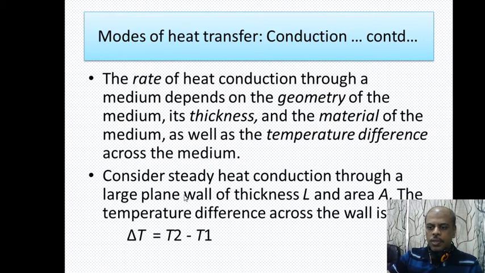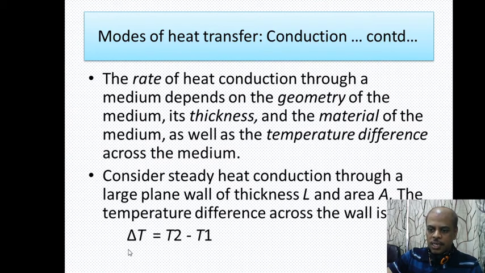So when we are trying to analyze this conduction, let us consider a steady state. Steady state, you are all familiar with. What is steady state? Nothing is changing with time. So consider a steady state condition through a large plane wall of thickness L. The thickness of the wall is given as L, and its cross-section area is given as A. The temperature difference across the wall is delta T.